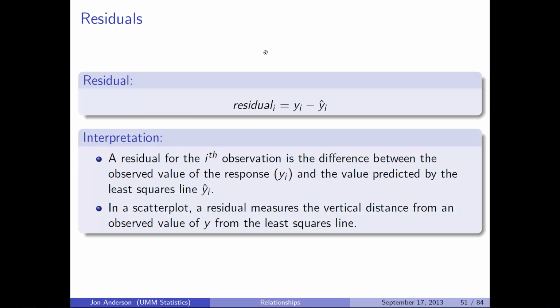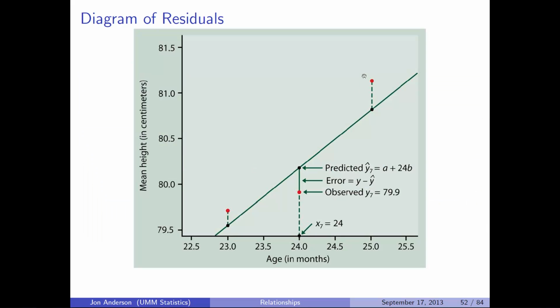Another important concept in studying line relationships is the concept of a residual. The definition is given here. It is for the ith data point, the ith data case. It's simply the difference between the actual value of the response variable, y subscript i, and the estimated value of y from our least squares line. So it's observed minus expected response value. And residuals are basically these little vertical distances between the data points and the summary line.